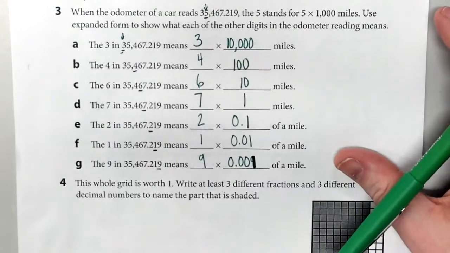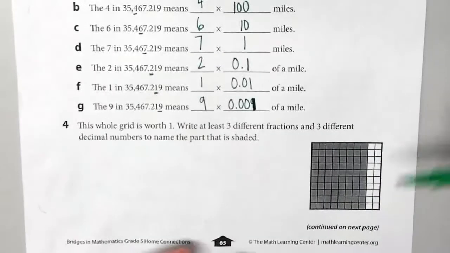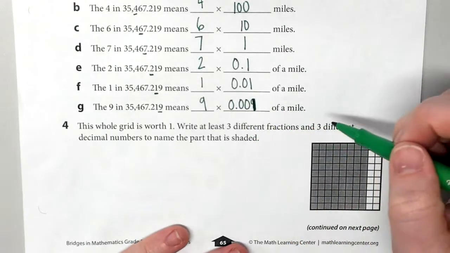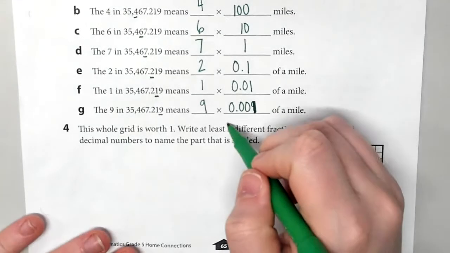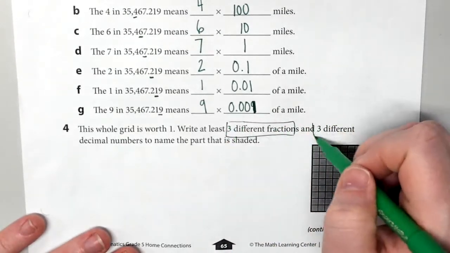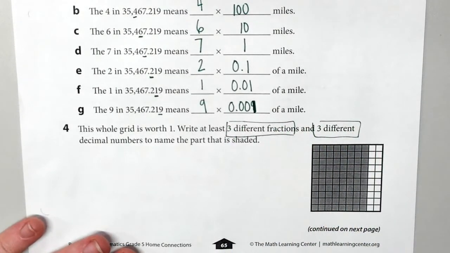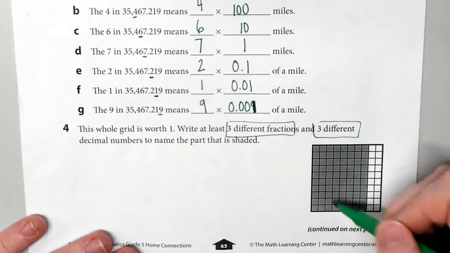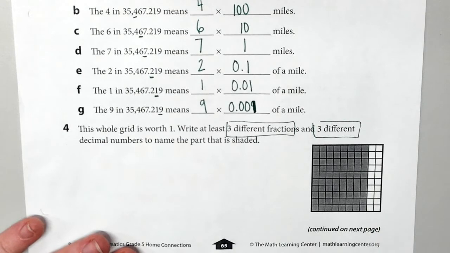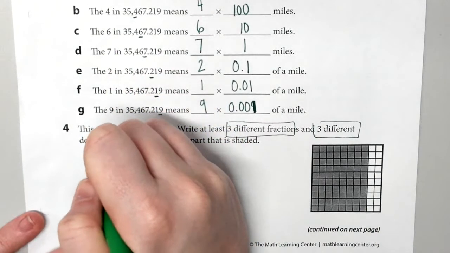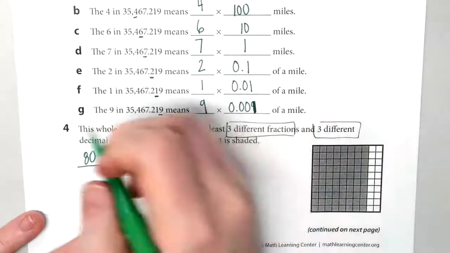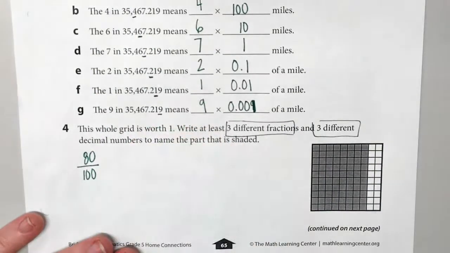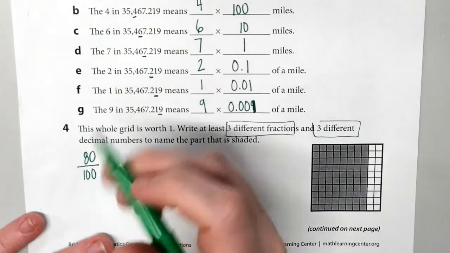Moving on to number 4. This whole grid is worth 1. Write at least 3 different fractions and 3 different decimal numbers to name the part that is shaded. So if this whole thing is worth 1, how many little squares are shaded in? 80 out of how many total little squares are there? 100. And how would I show that as a decimal? How do I show 80 hundredths?